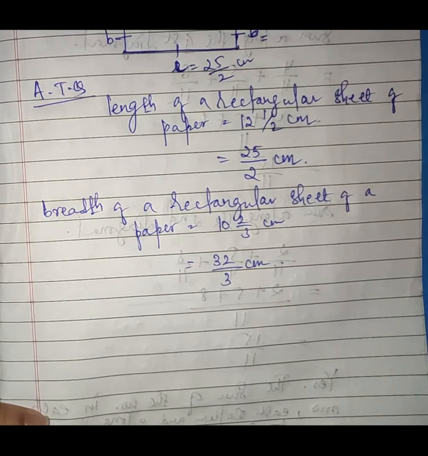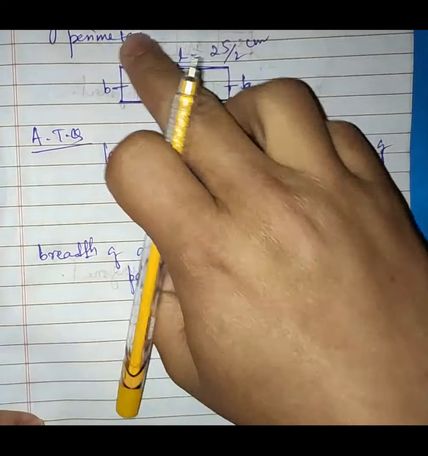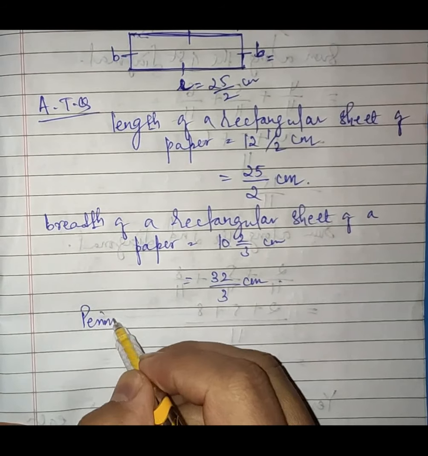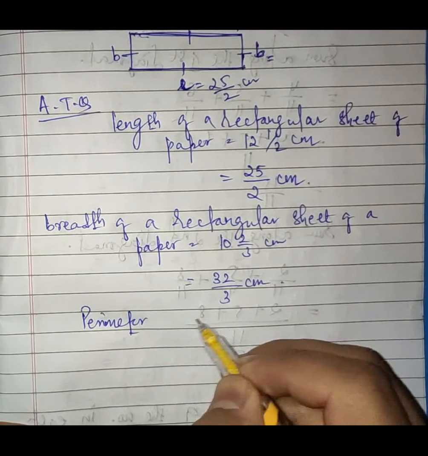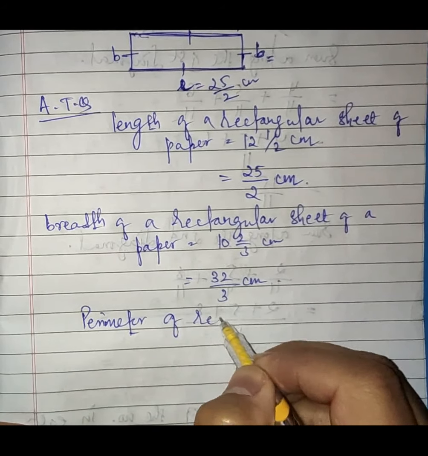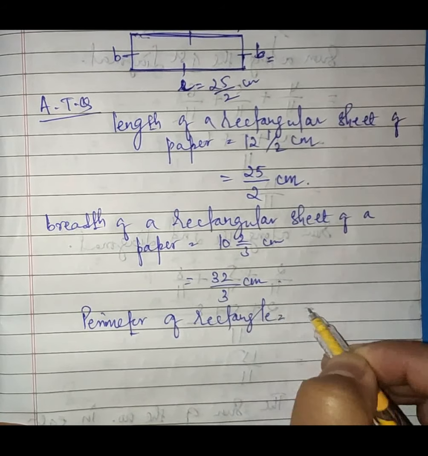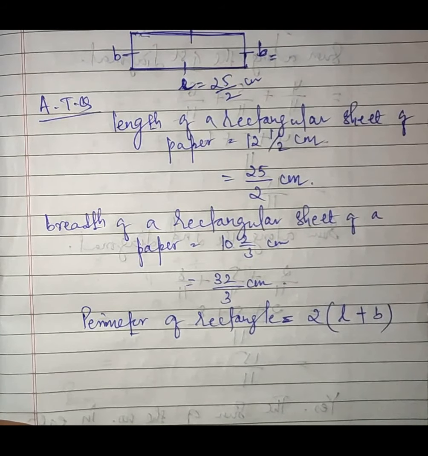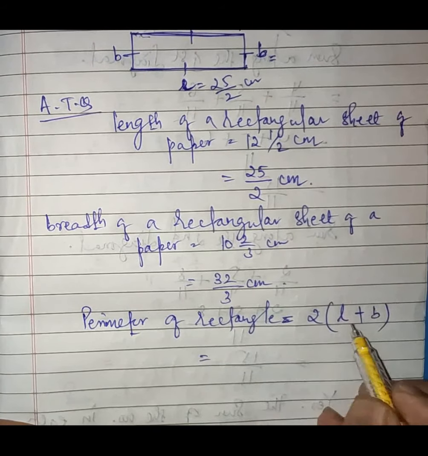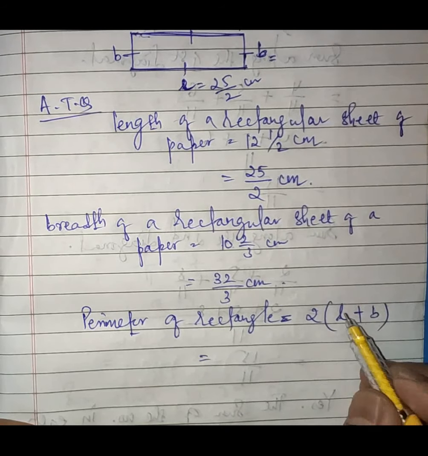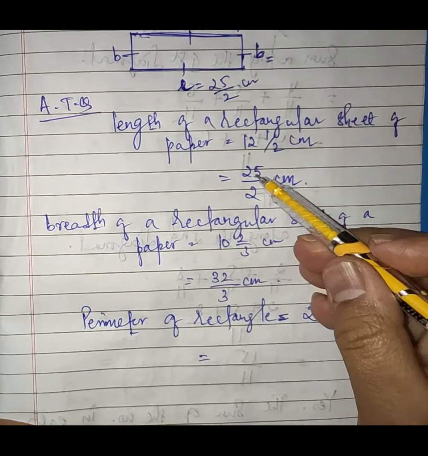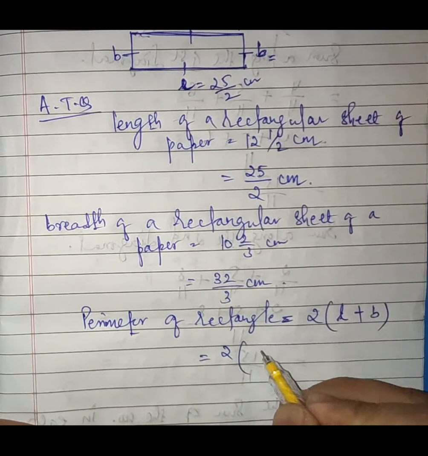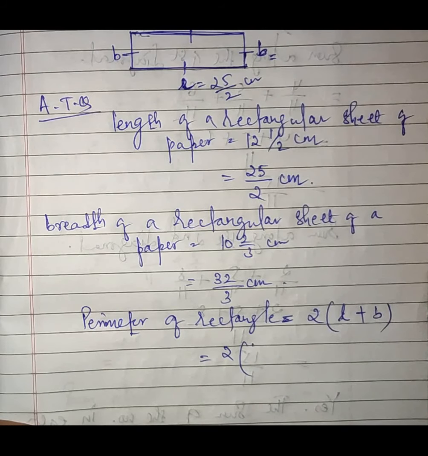Alright, so now they have asked us to find the perimeter. So you know the perimeter formula. Perimeter of a rectangle is 2 into (length plus breadth). So simply put the values here. In place of length, you'll put 25 by 2, and breadth 32 by 3. It is just a simple sum, 25 by 2.